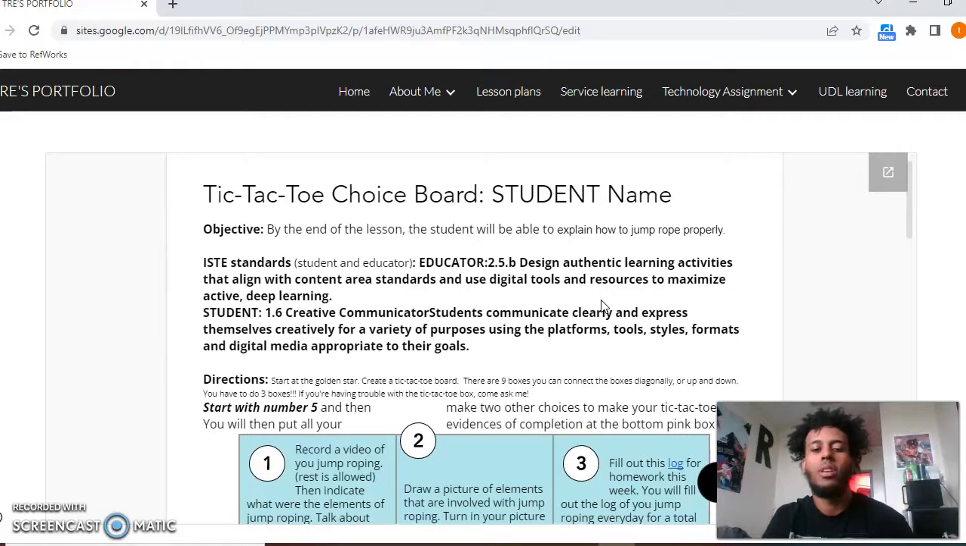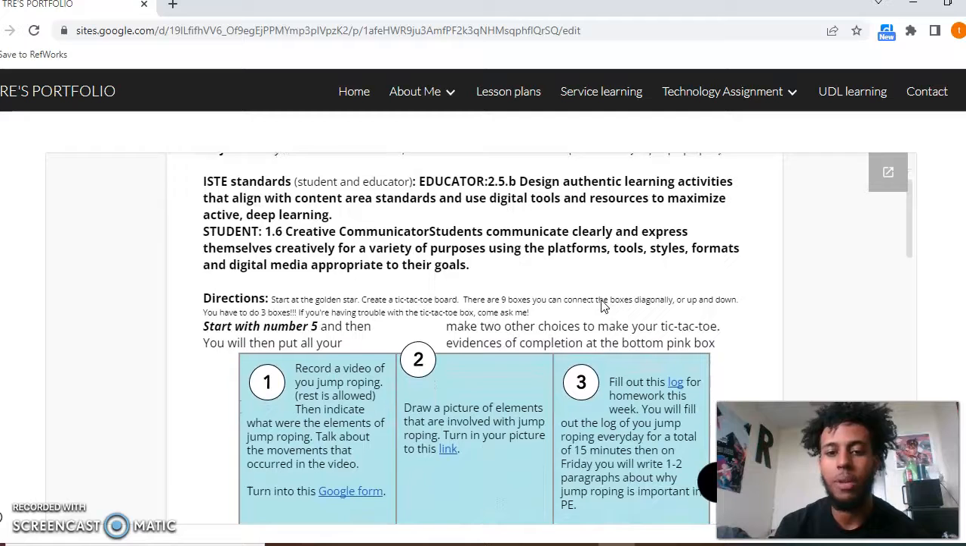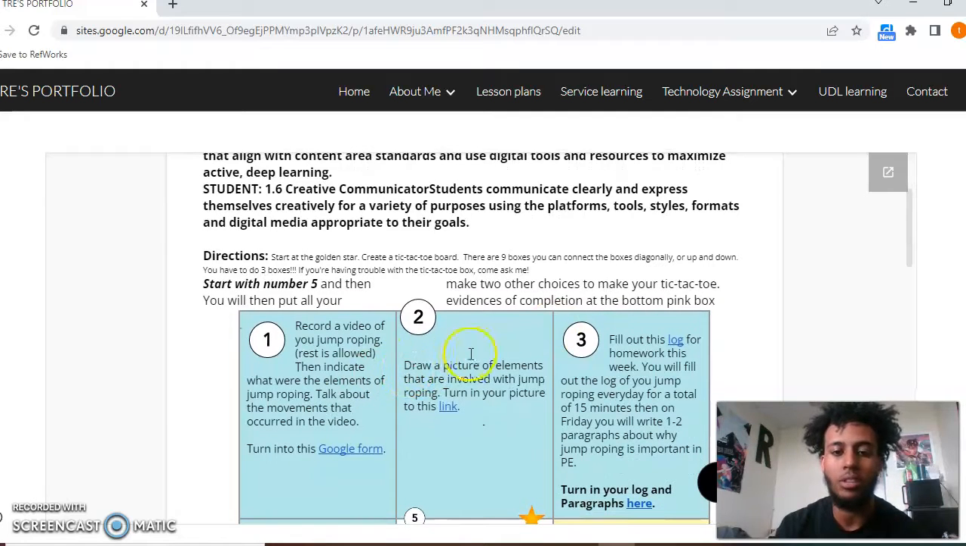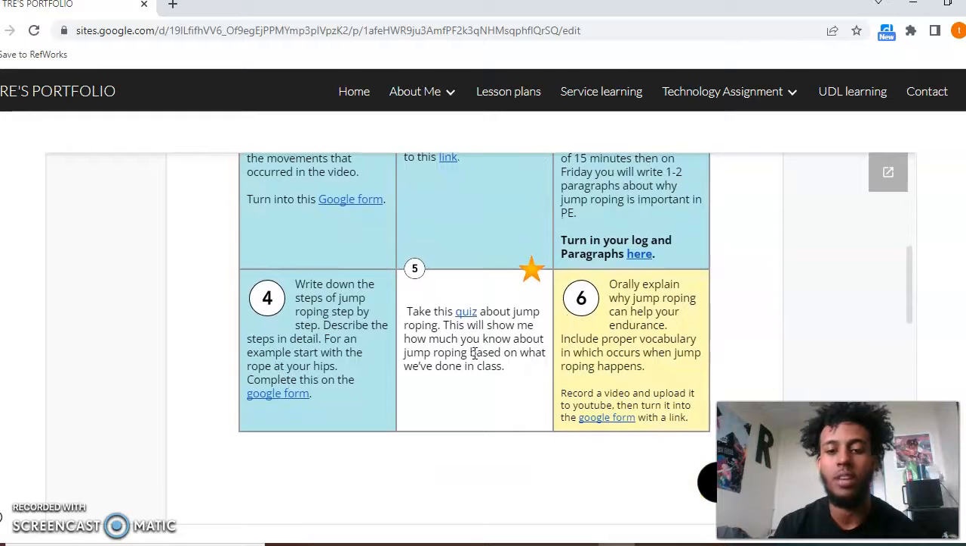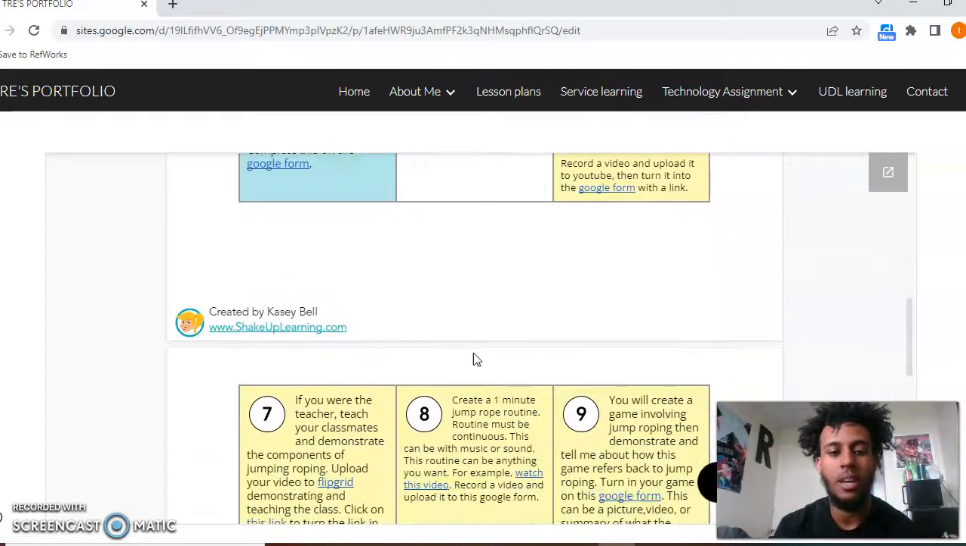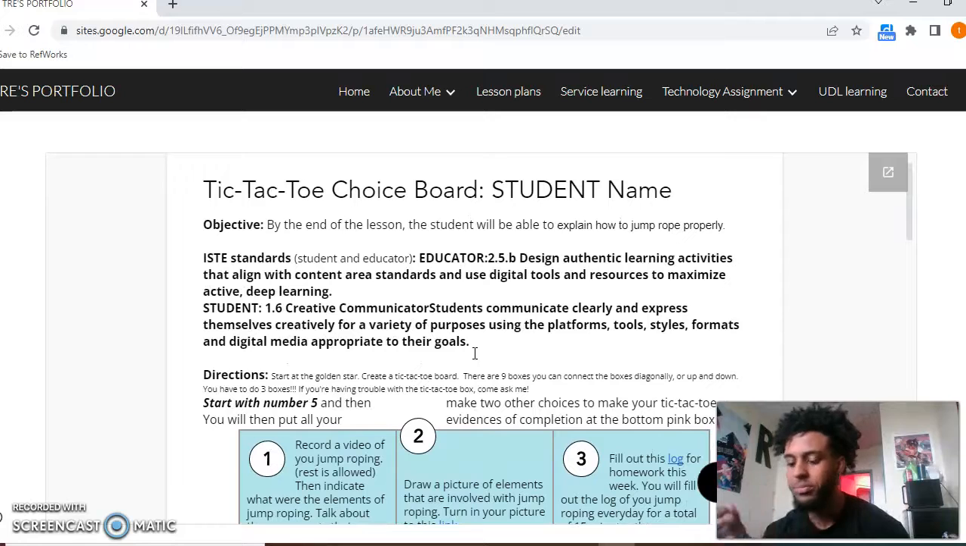My UDL choice board is a way for my students to creatively communicate clearly and express themselves through a variety of platforms such as recording a video, drawing a picture, filling out a log, writing down steps, taking a quiz, or explaining something. This allows my students to design a way for an assignment that I have assigned to them and gives them options on how they want to express themselves.